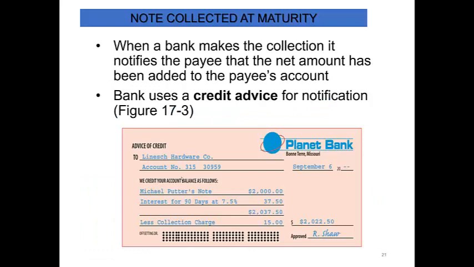When a bank collects for a company in a case like this, typically the company is notified with a credit advice that looks something similar to this. It might be listed on the online banking statement, or it will definitely be on the bank statement, or you may get something like this in the mail.